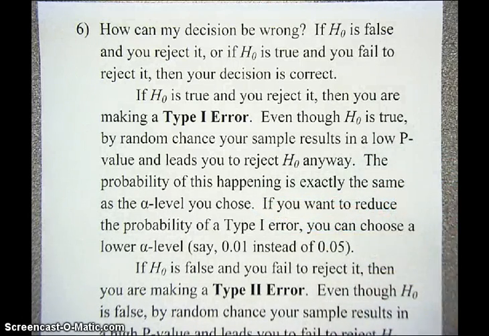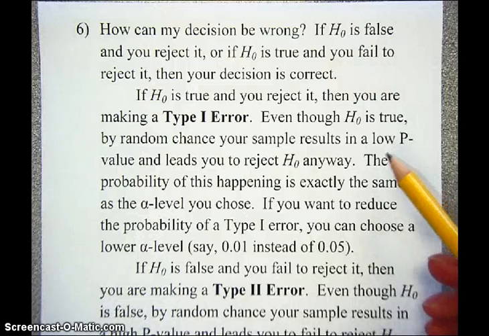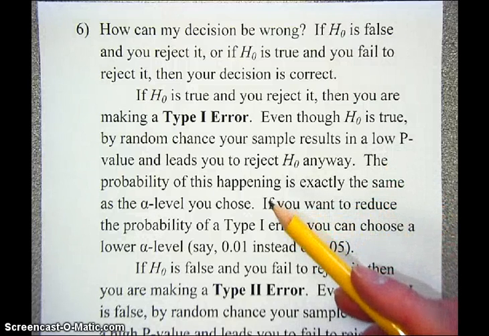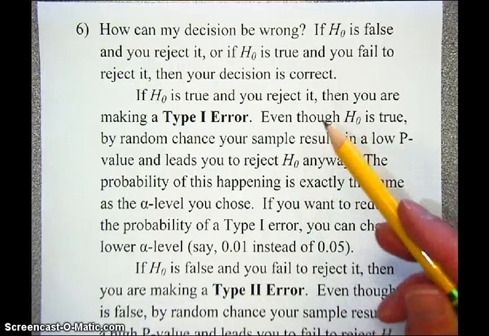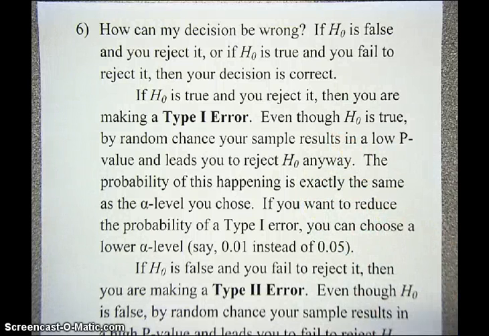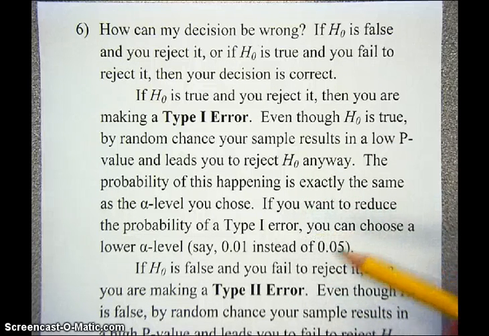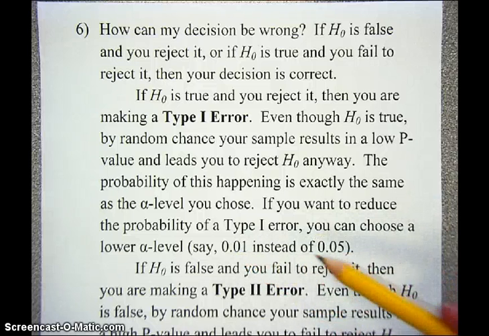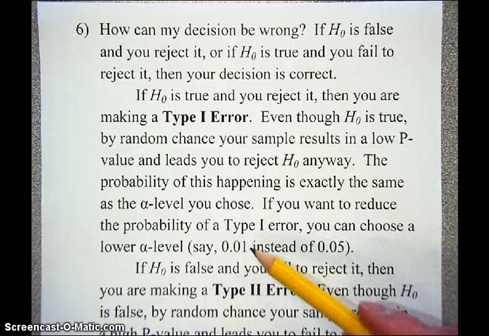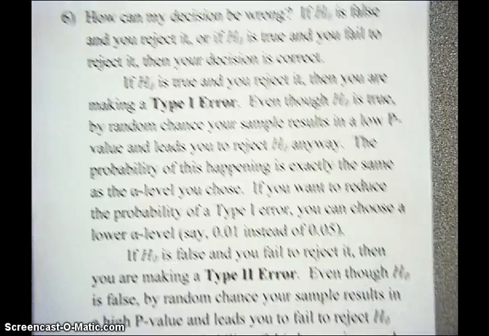If you chose a 5% alpha level, 0.05, then 5% of the time, by random chance, your sample is going to result in a p-value that is less than your alpha level, and you're going to reject the null hypothesis, even when it's true. If you want to reduce that probability of this type 1 error, choose a lower alpha level, say 0.01 instead of 0.05. This will make it harder for you to reject the null hypothesis, just by random chance.